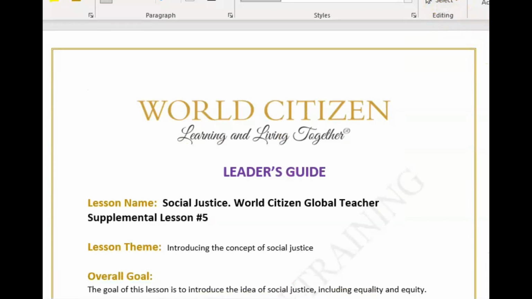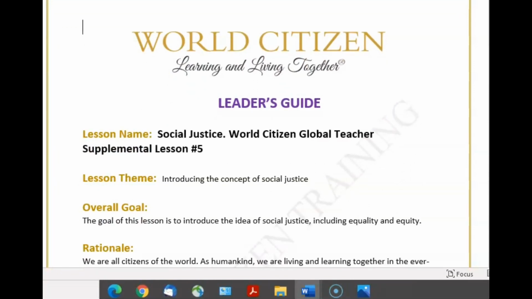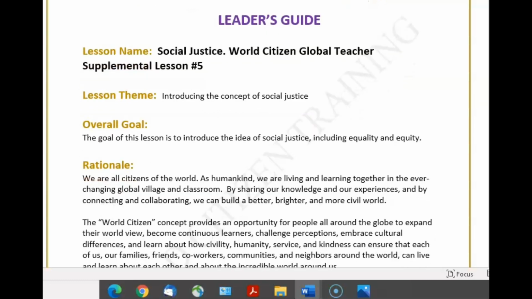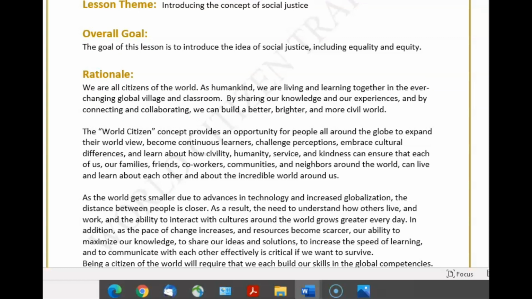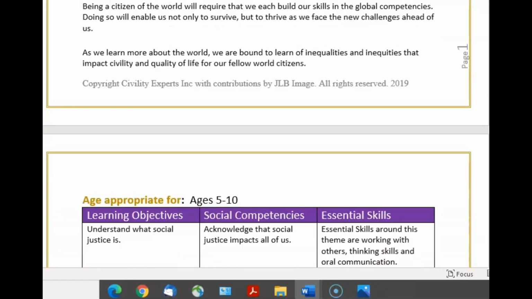So here we're going to get right into this lesson. All the lessons are devised in the same way. So if you've been making your way through, you know that there is always an overall goal. In this case, it's to introduce the idea of social justice, including equality and equity. There's a solid rationale for these lessons related to all of us being citizens of the world, living and learning together, and so we encourage you to review that bit of content.